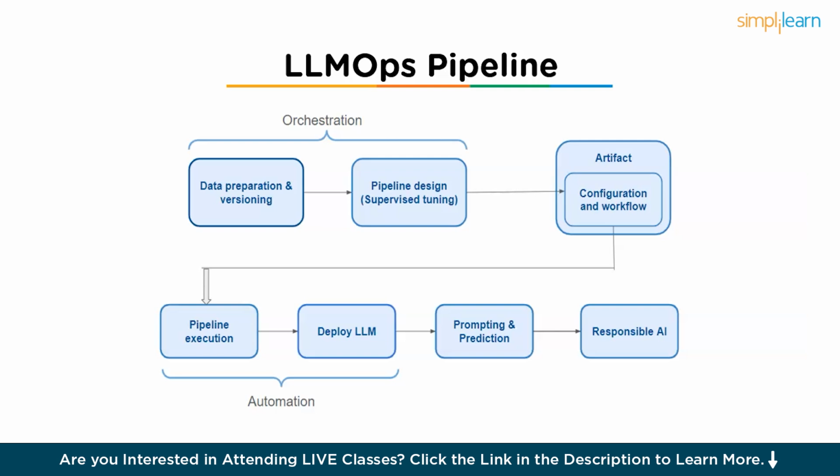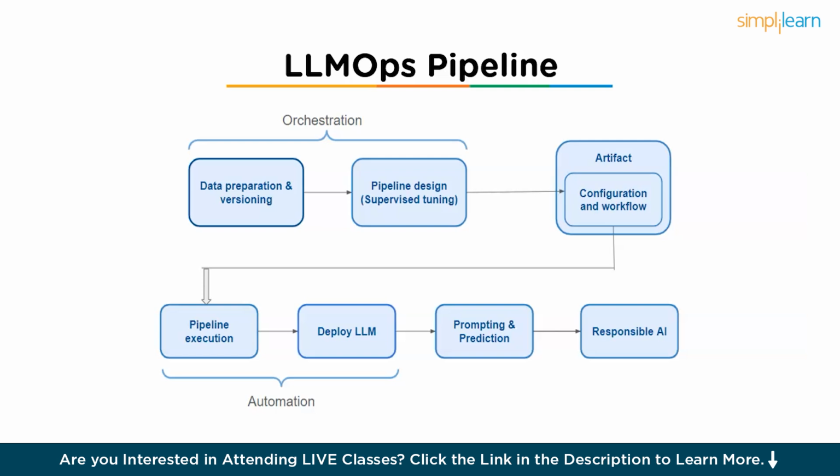After fine-tuning, the pipeline produces an artifact, which is essentially a file containing key details about our configuration and workflow. The workflow outlines a sequence of tasks such as step A, step B, step C, etc., while the configuration specifies parameters such as which dataset to use for fine-tuning. Once the artifact is created, we execute the pipeline, which not only fine-tunes the model, but also deploys the LLM. Once deployed, we can generate predictions by providing prompts to the model and analyzing its responses.